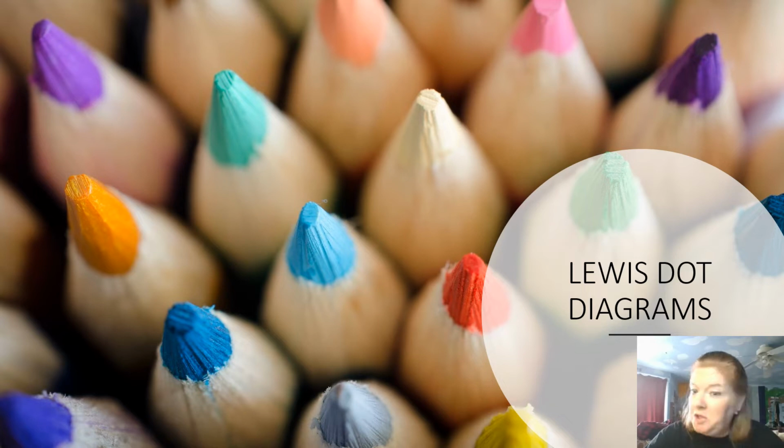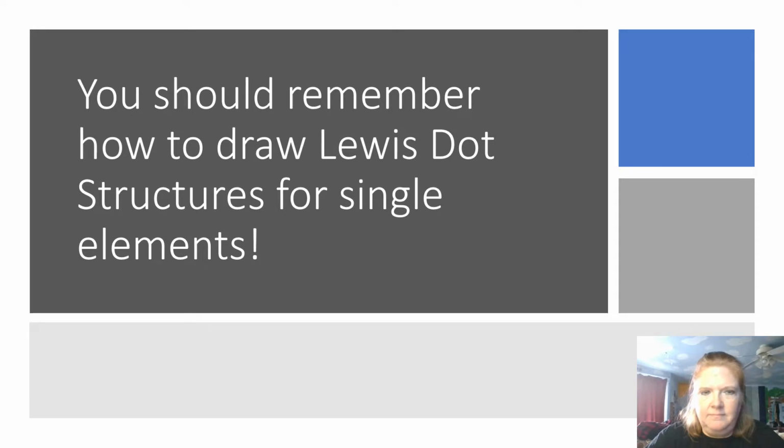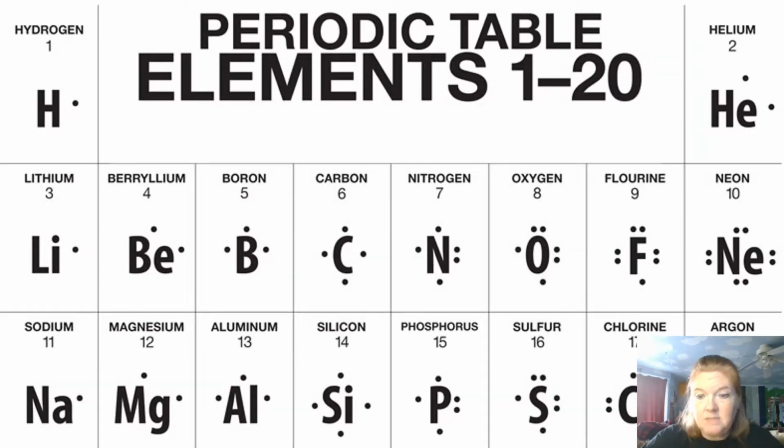All right, let's talk Lewis dot diagrams. You should remember how to draw Lewis dot diagrams, Lewis dot structures, electron dot diagrams. Remember, there's a whole slew of ways to say it for single elements. You should know that already. They look like this. Remember, most number of dots is 8.